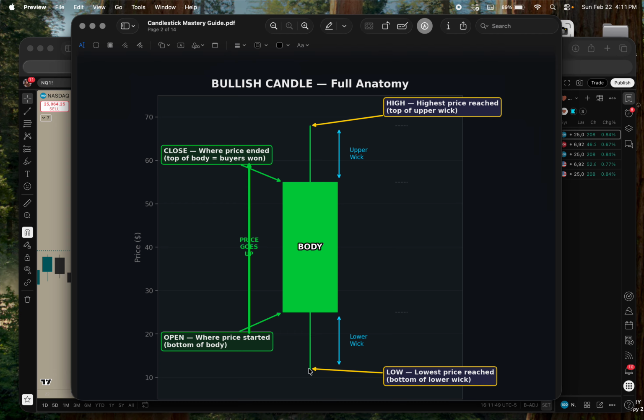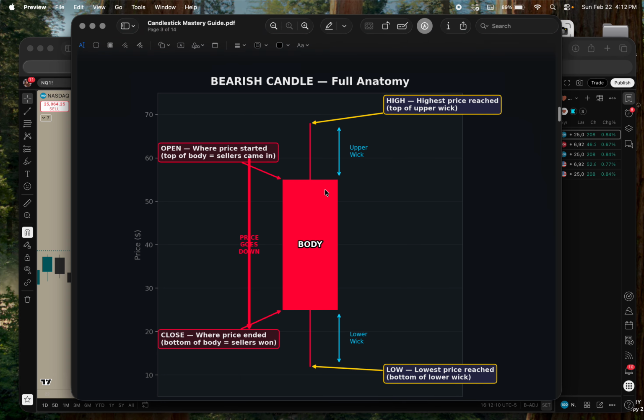The wicks, I always say, are like your fingerprint, the fingerprint of a candle. It shows you how far the candle got. It shows you that the candle got as low as this point, and as high as this point. Ultimately, it settled in this box. That's important to know.